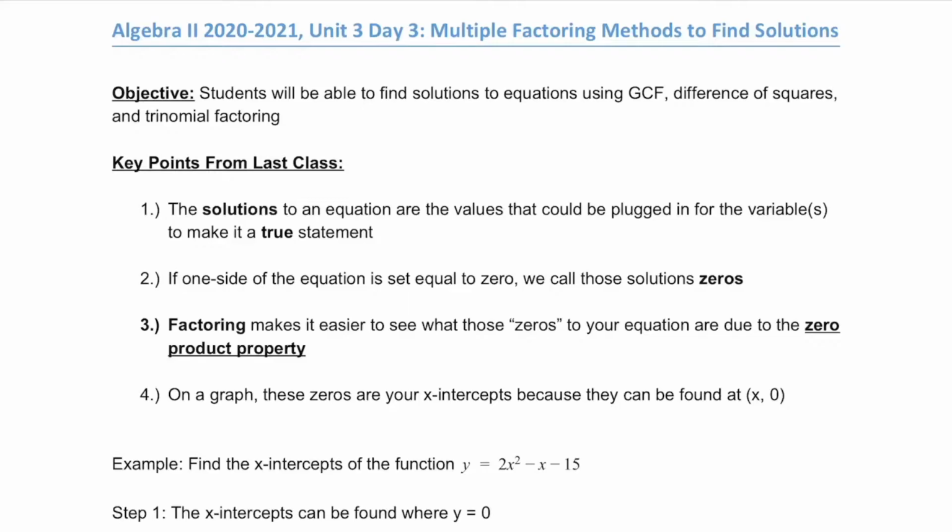So we spent a couple days reviewing factoring trinomials. Today we're going to wrap that all together and talk about a couple of other special cases that you might see. So a few key points from last class to remember.